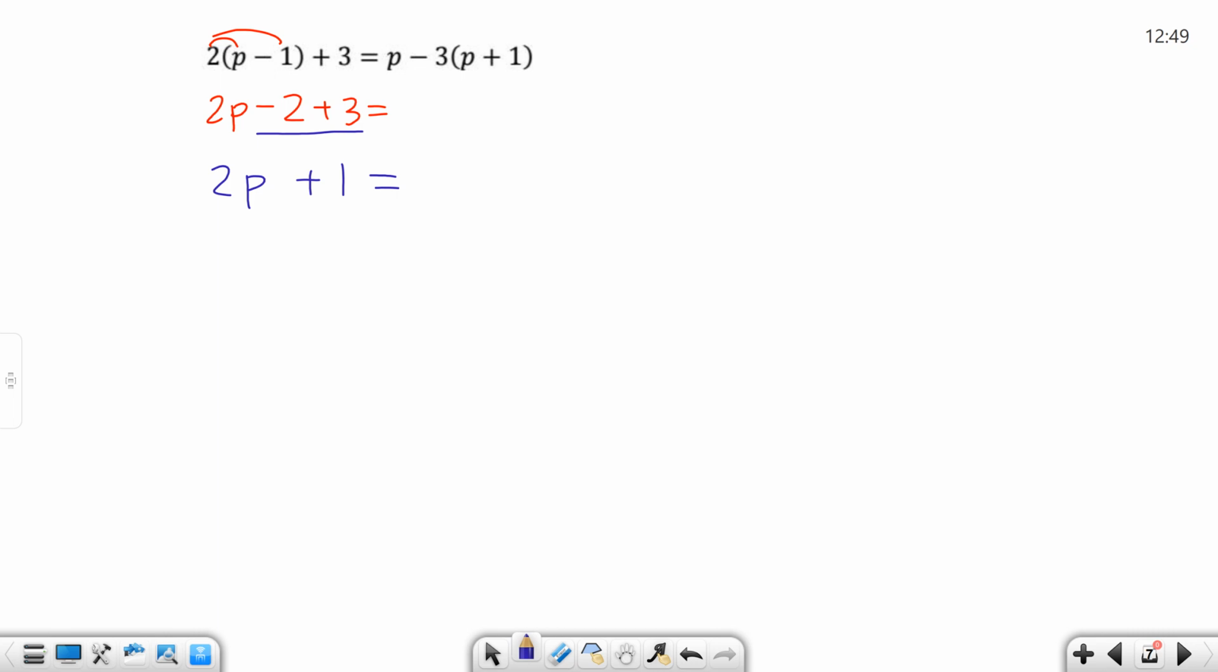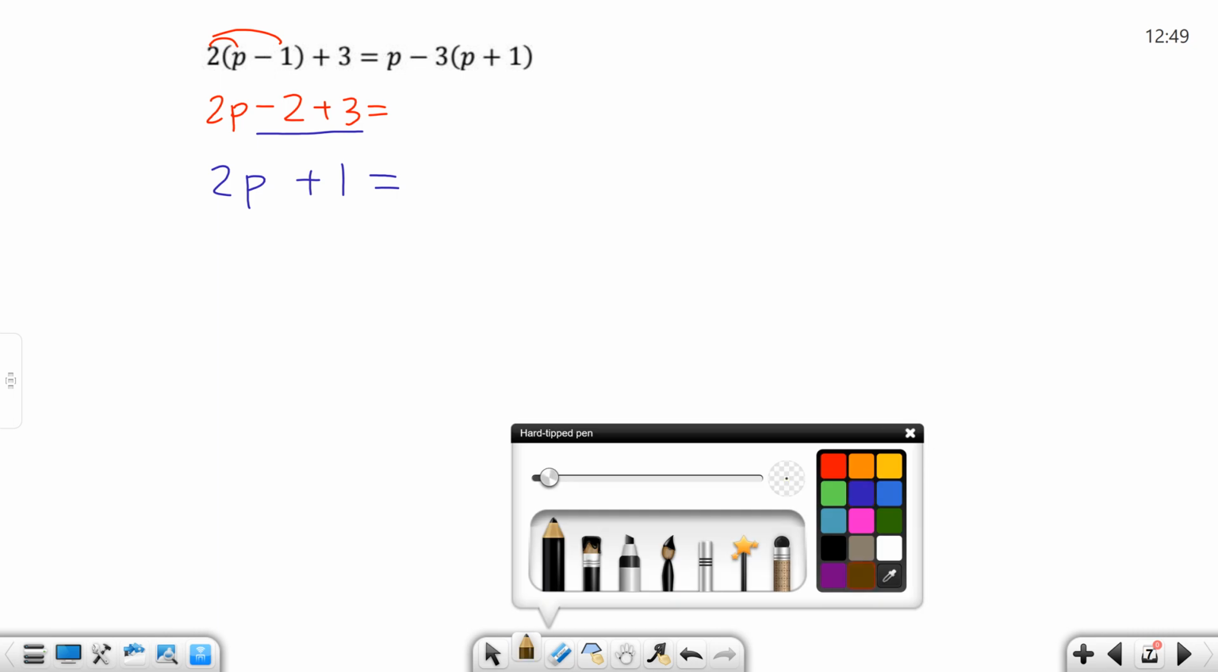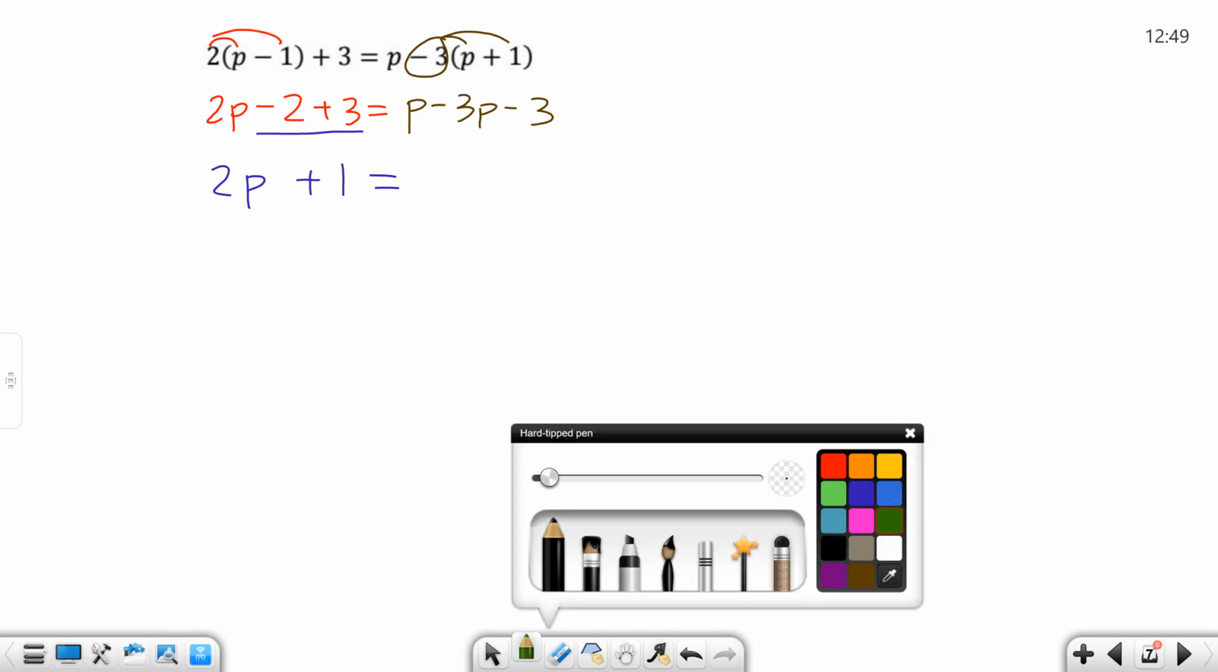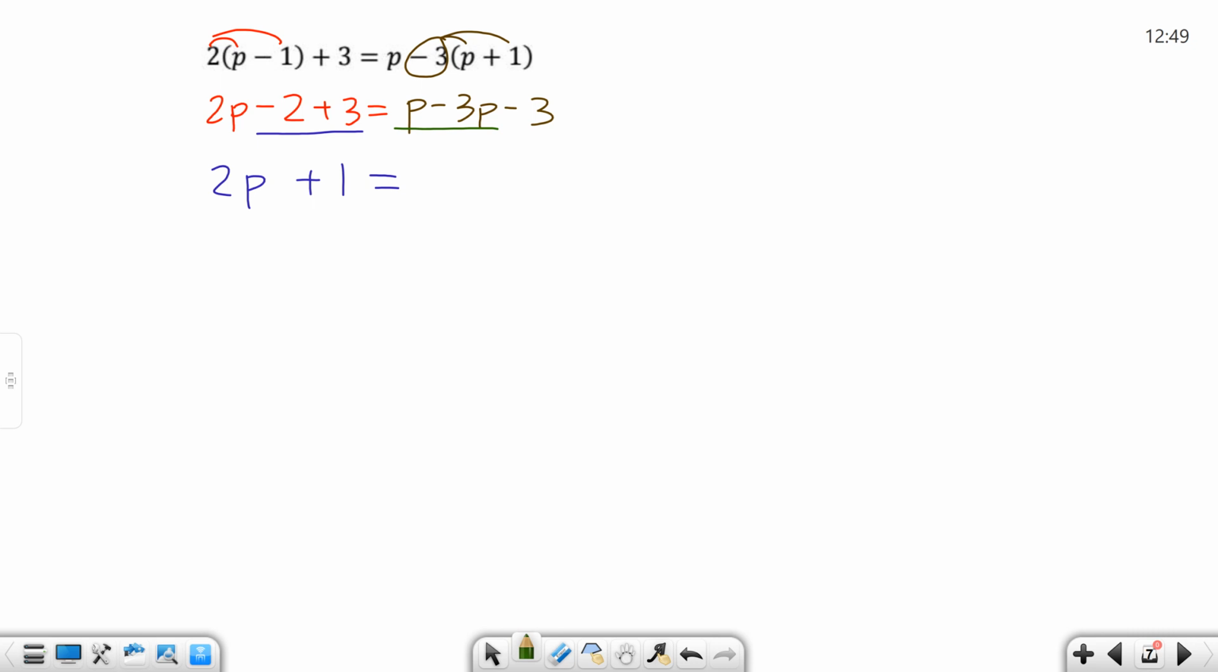And then on the right-hand side, is there any work to do? Yep. I'm going to distribute what? Not 3. What am I going to distribute? Negative 3. So p and then minus 3p, right? Negative 3 times p, and then negative 3 times positive 1 is minus 3. And then, again, I have like terms, but this time the like terms are p's. P minus 3p is what? Well, 1 minus 3 is negative 2, and that's p, and then bring down my minus 3.